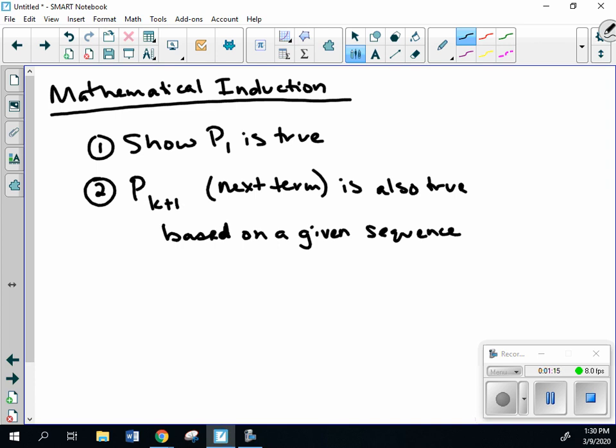Okay, so it's a lot of math jargon right there, but it's a little bit easier to figure out how to break everything down based on an example. So let's jump right into that.